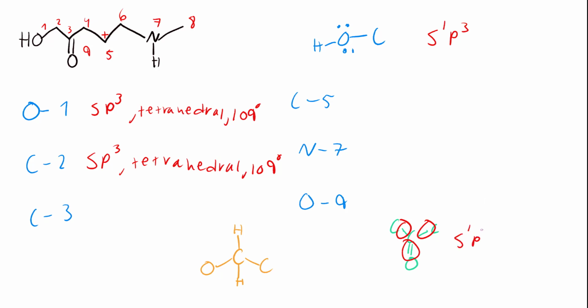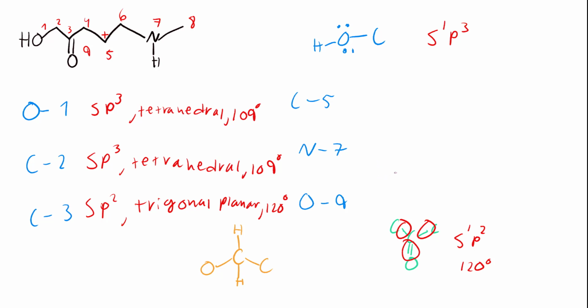S1, P2, because 1 plus 2 is 3, right? That's what you want. So it's an sp2. And you know what is cool about this? The 1 and the 2 give you a degree, 120 degrees. So sp2 is called trigonal planar, because tri is 3. Trigonal planar, and like we said, that's 120 degrees.